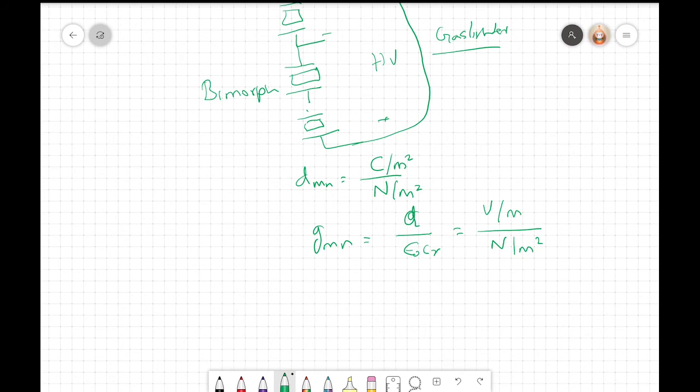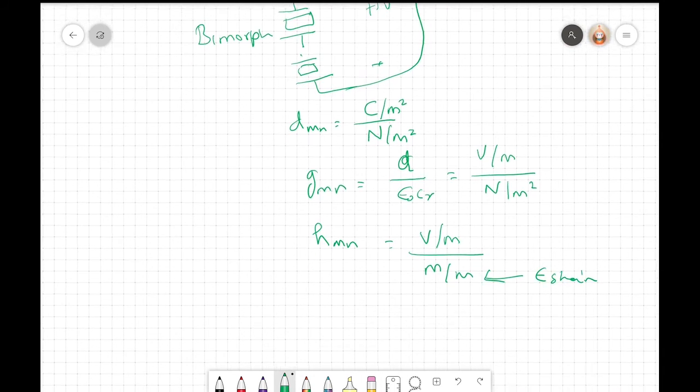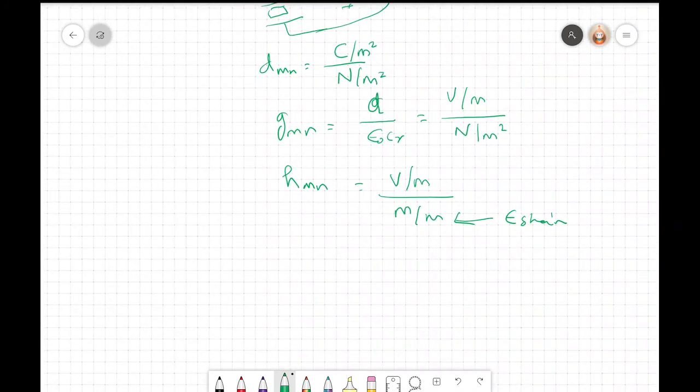Then you also have H coefficient, HMN. Please remember all these are only in one direction, right. So we put the H coefficient as the voltage generated for an applied deflection, voltage per meter by meter per meter. So this is epsilon strain. So how much voltage I get with respect to strain. Then there is also the energy converter efficiency coefficient, again KMN. So this is the square root of DMN into HMN. So this depends on the efficiency.